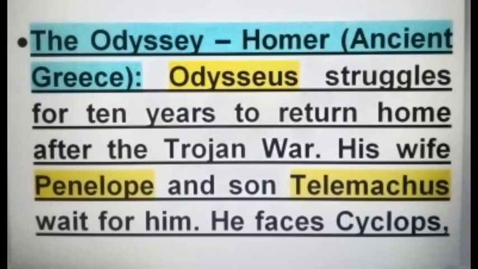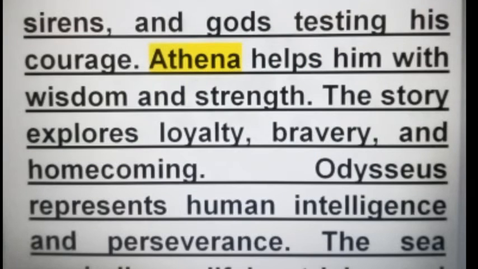The next work is actually an epic work, that is Homer's The Odyssey from ancient Greece. Odysseus struggles for 10 years to return home after the Trojan War. His wife Penelope and his son Telemachus wait for him. He faces Cyclops, sirens, and gods testing his courage. Athena helps him with wisdom and strength.